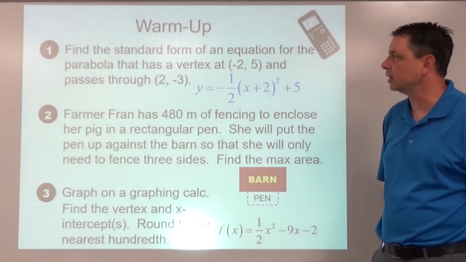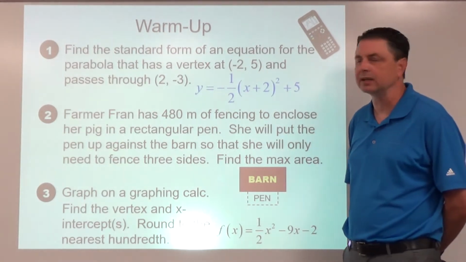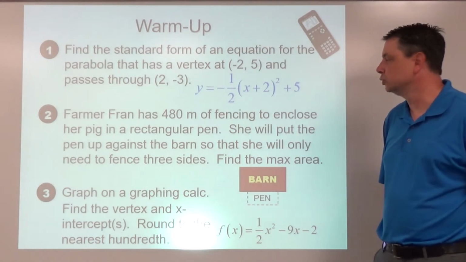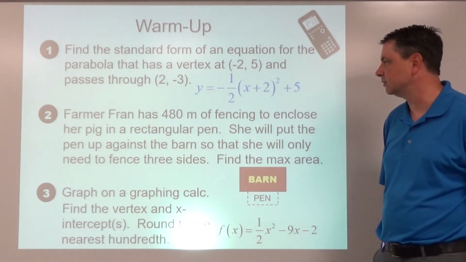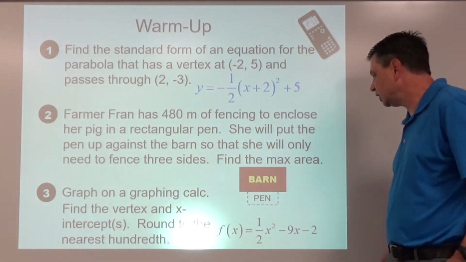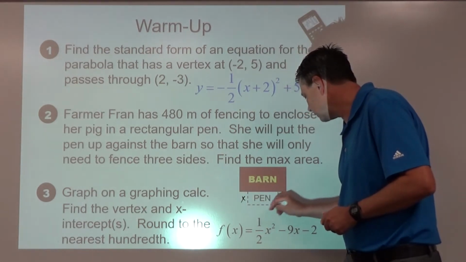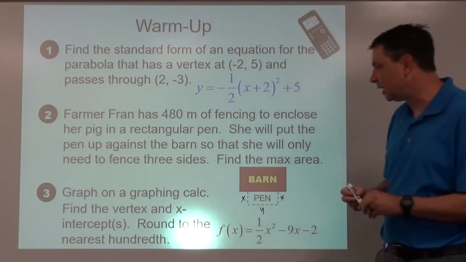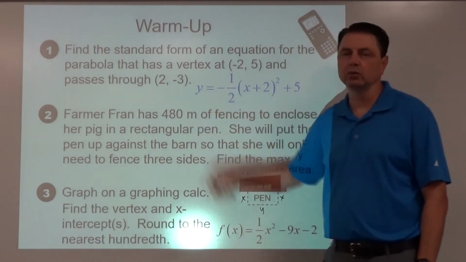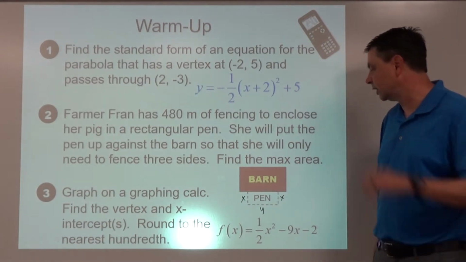You should have gotten for number 1, f of x equals something like negative 1/2 the quantity x plus 2 squared plus 5. And the key to number 2 is in the labeling. You want to do something like x and y to write your constraint equation: 2x plus y equals 480. Solve for y from there, get into it.